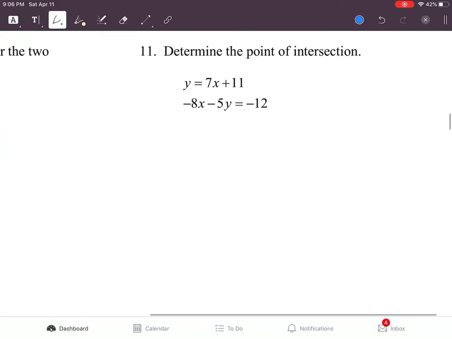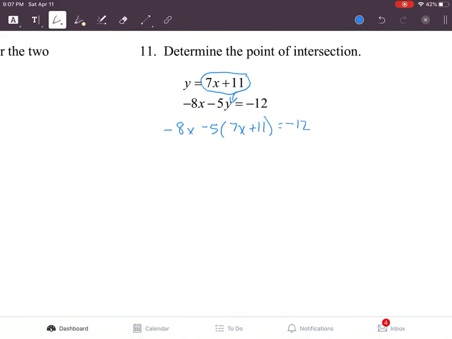All right, now I'm going to do number 11. This one's set up for substitution. Okay, so I already have something solved for y. I can just put this 7x plus 11 in for this y right here. So I can replace that y with 7x plus 11. How it looks is negative 8x minus 5 times 7x plus 11 equals negative 12. Okay, so all I did is replace the y value with what y is equal to on the top. So we're going to get negative 8x minus 35x minus 55 equals negative 12.